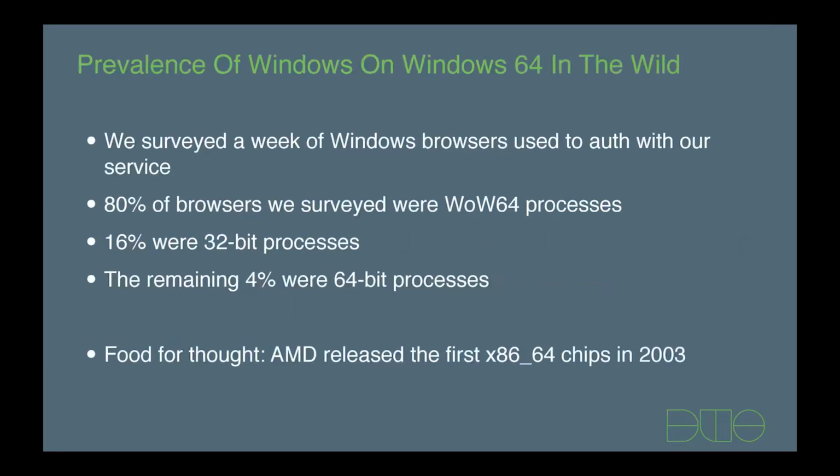So why does this matter? We took a look at some real-world authentication data talking to our service. I can't share the full numbers with you, but I can assure you they're sizable. 80% of the browsers, based on the user agent authenticating with our service, were 32-bit processes running on 64-bit versions of Windows. So let's think about this a little bit. The year is 2015. The first x86-64 chips were released by AMD in 2003, and 80% of browsers are still 32-bit software. It's kind of a sad state of affairs. And of course, 16% of those were actually just pure 32-bit, and 4% claimed to be 64-bit processes.